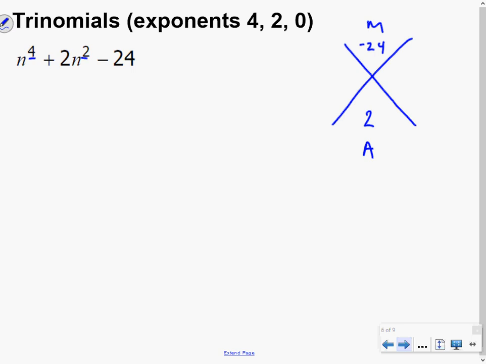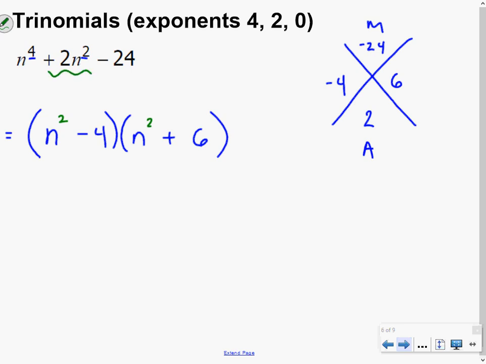Okay, well, those two numbers would be -4 and 6. So previously, we would have factored this into n minus 4 times n plus 6. But now, since it's n to the 4th power, we need to make these n squareds. Because if I think of my multiplication here, if I FOIL this together, I would get n to the 4th plus 6n squared minus 4n squared, which is going to combine to give us that plus 2n squared, and then a minus 24 at the end.